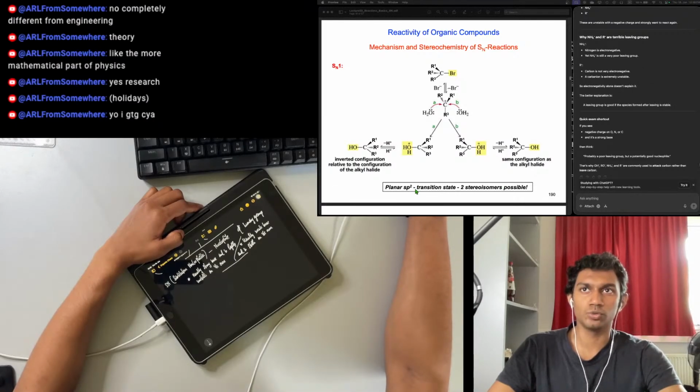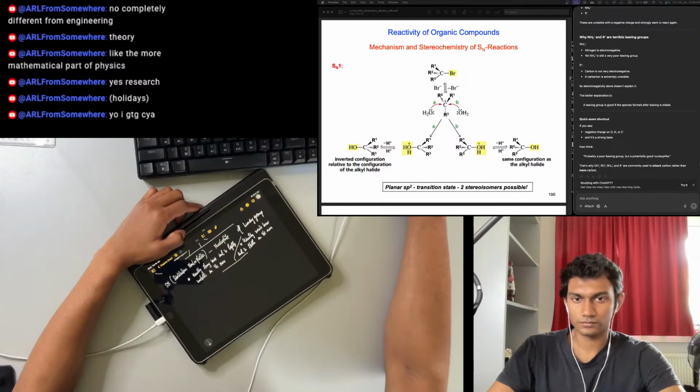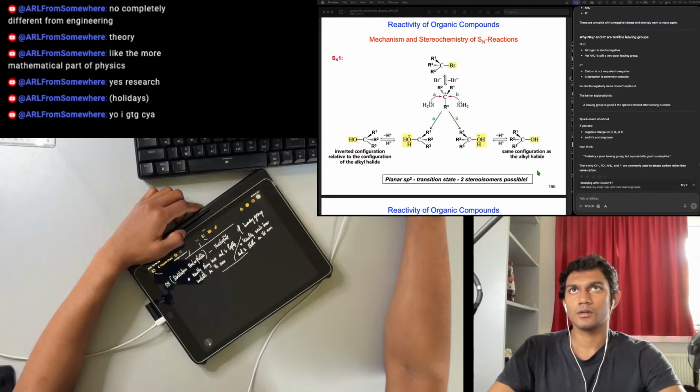Stereoisomer. Planar sp2, transition state, stereoisomers. So inverted configuration relative to the configuration of the alkyl halide. Same configuration as the alkyl halide. Oh, okay.